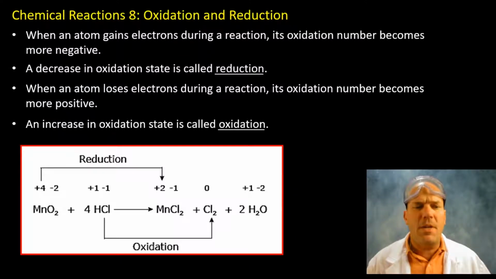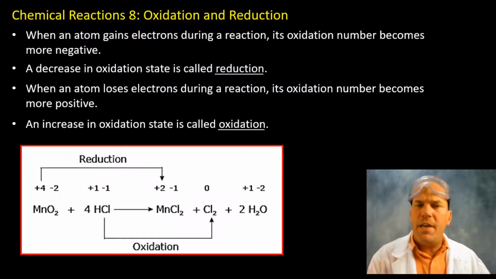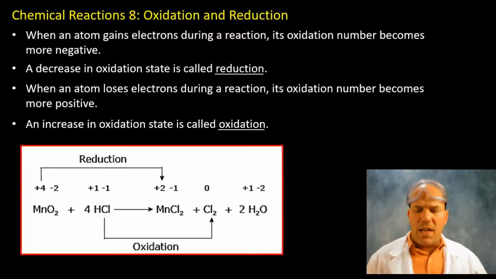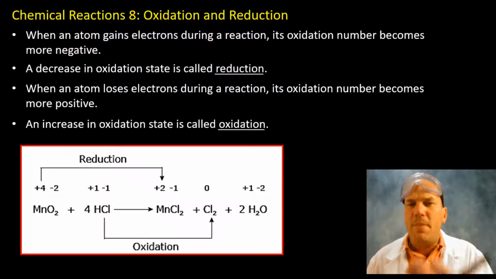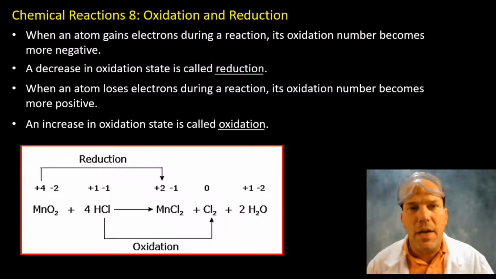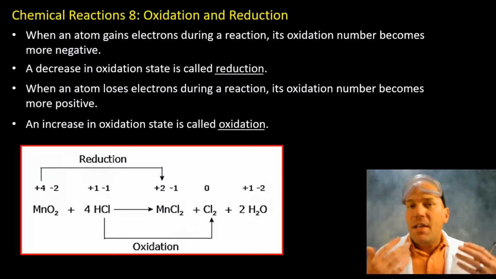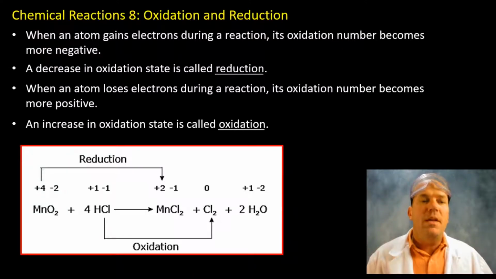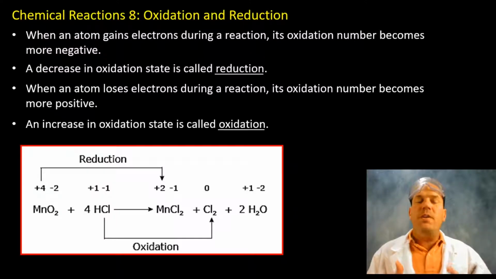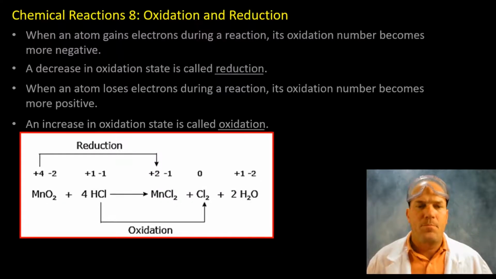As you can see from the oxidation states, there is a change from the reactants to the products. For example, take a look at manganese, which has an oxidation state of +4. Whereas in its product, manganese(II) chloride, you see it now has an oxidation state of +2. This means that manganese's oxidation state has become less positive. It has decreased, and thus manganese has undergone reduction.